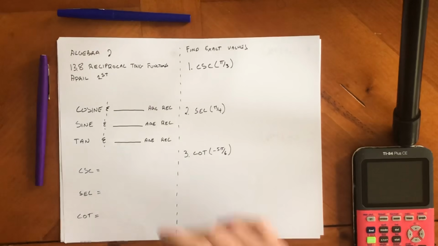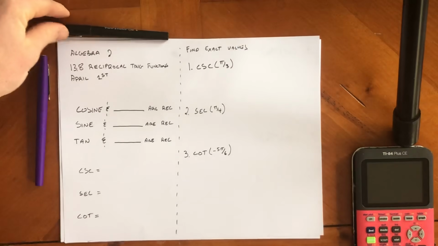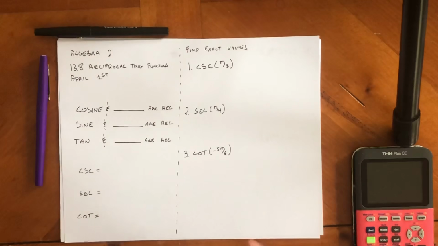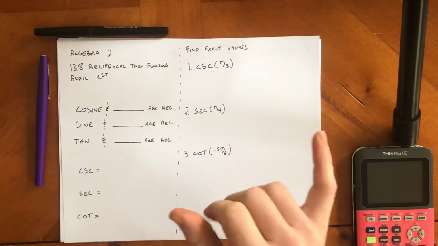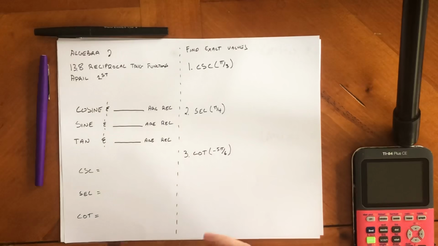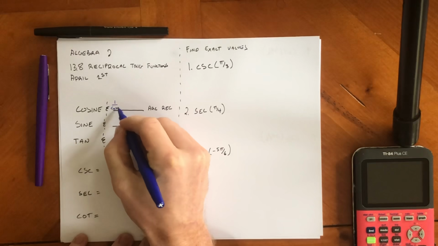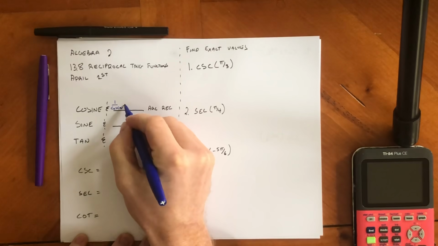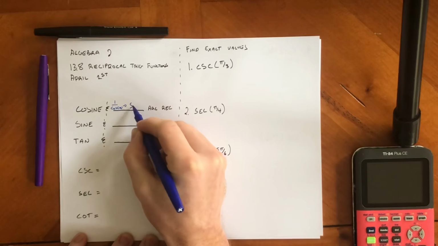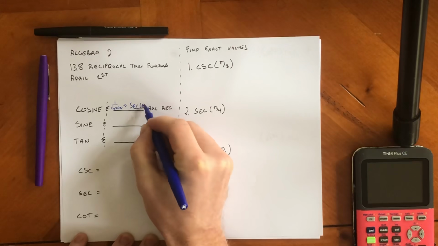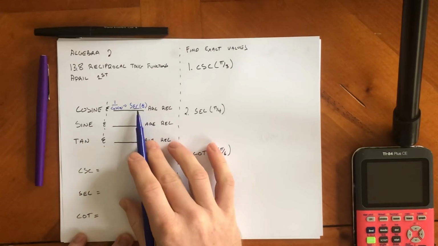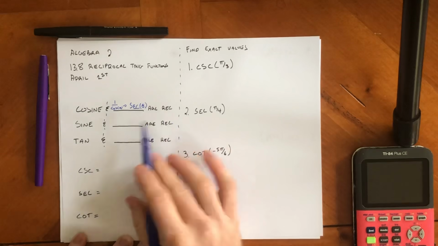All right, 13.8, reciprocal trig functions. Remember, a reciprocal is just when you take whatever fraction it is and flip it. Like the reciprocal of 3 is 1/3, and the reciprocal of 4/5 is 5/4. So the reciprocal of cosine is 1 over cosine, and we have a special name for that. That's called secant. So cosine and secant are reciprocals of each other.